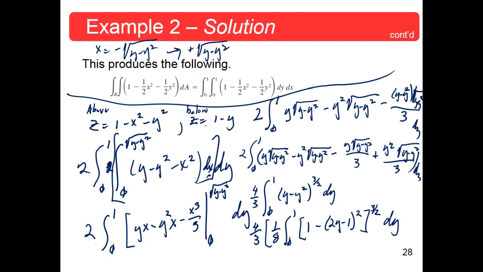You're integrating something to the three-halves power. I think this is correct. I don't see it there either. A bizarre problem. You could almost tell it from the very beginning. This was going to be really strange when you have a paraboloid cut by a plane at an angle. It really does come out strange.